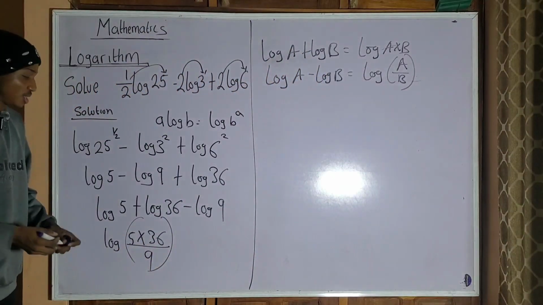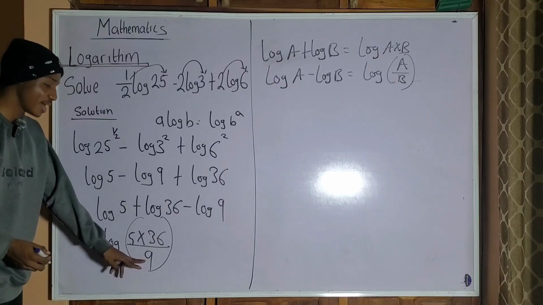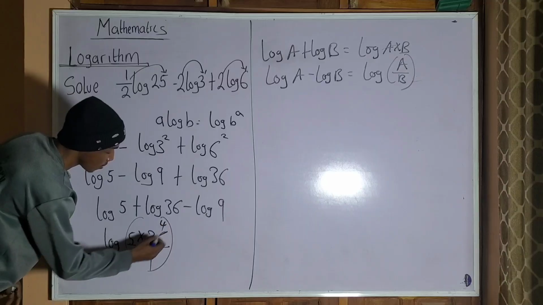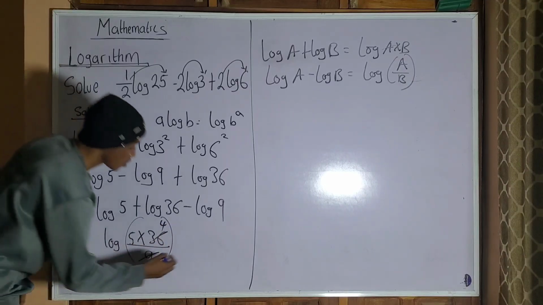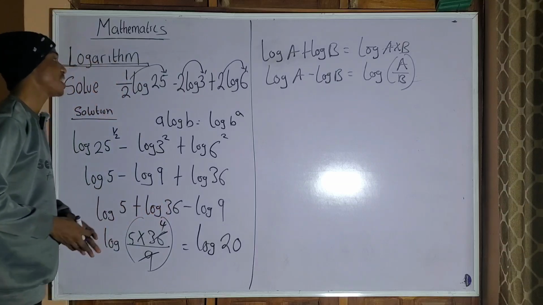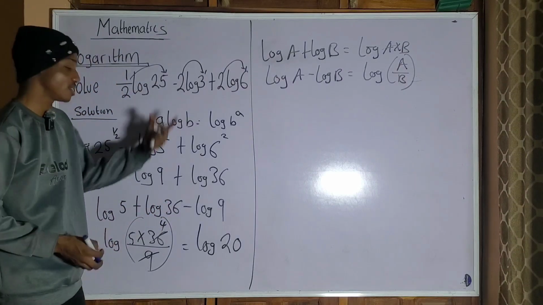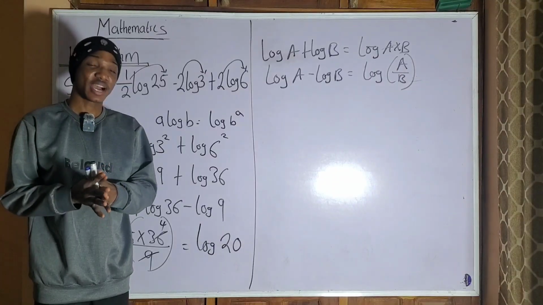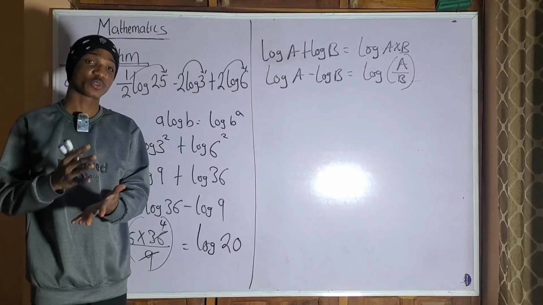Now, if you point your calculator, 36 divided by 9, that is what? 4, right? I'm going to have 4. 5 times 4 is what? 20. So I'm going to have log 20. So the simplified version of this logarithmic expression is log 20. So you can see that it is important to understand the application of the laws of logarithm.